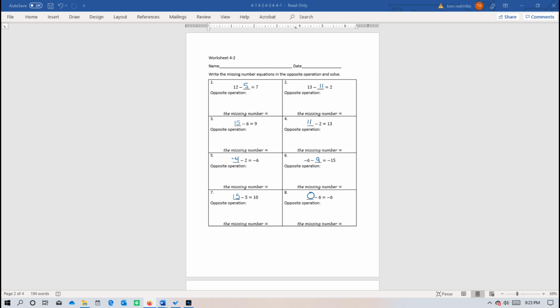Hopefully you've paused and you've graded your work. So let's zoom in and take a look at this worksheet.